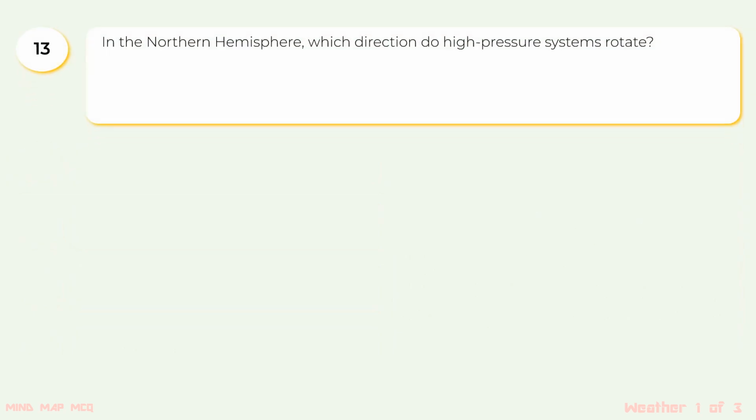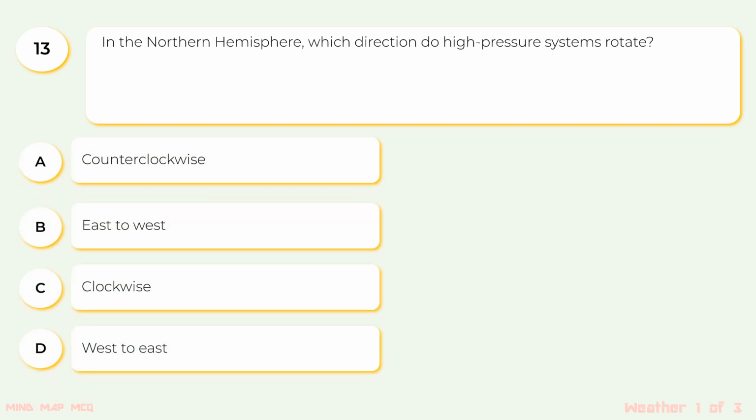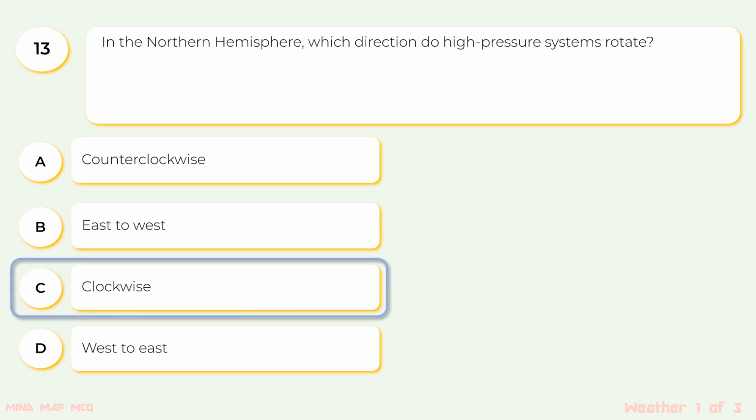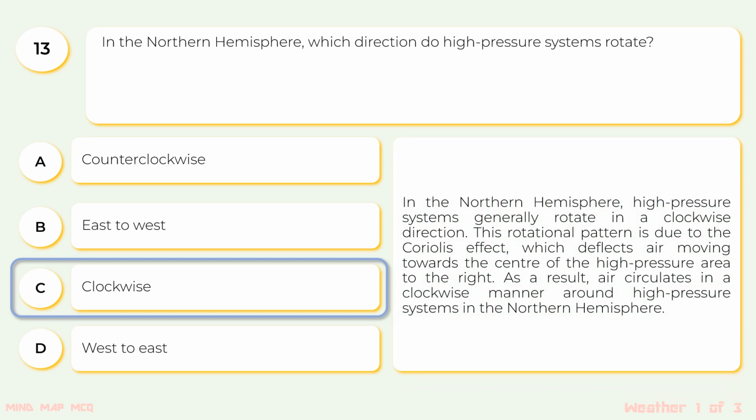13. In the northern hemisphere, which direction do high pressure systems rotate? The options are A. Counterclockwise, B. East to west, C. Clockwise, D. West to east. The correct option is C. Clockwise. In the northern hemisphere, high pressure systems generally rotate in a clockwise direction.